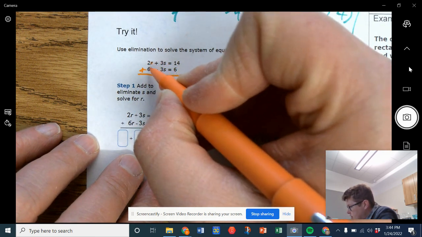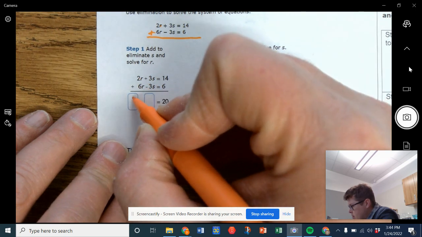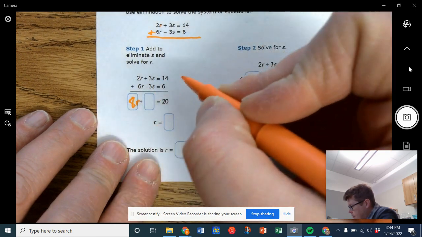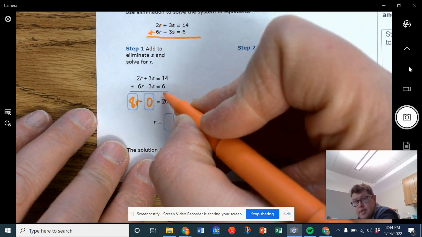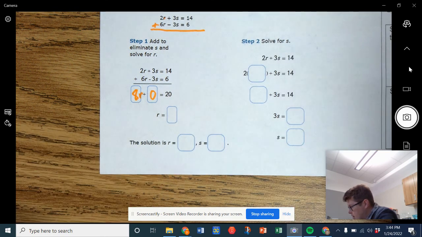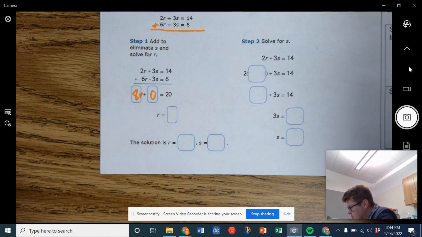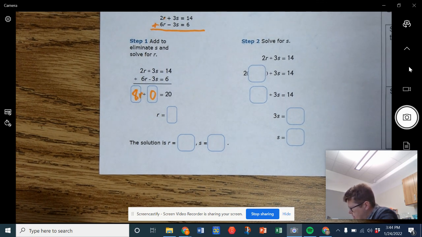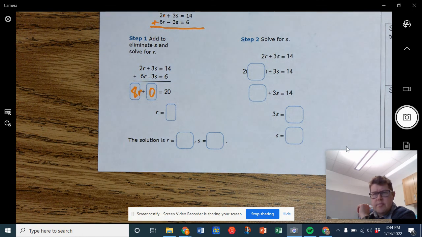2r plus 6r gets you to 8r plus 0 equals 20, right? 14 plus 6 is 20. So 8r plus 0 equals 20. Yeah, that's right. Then we'll divide by 8.